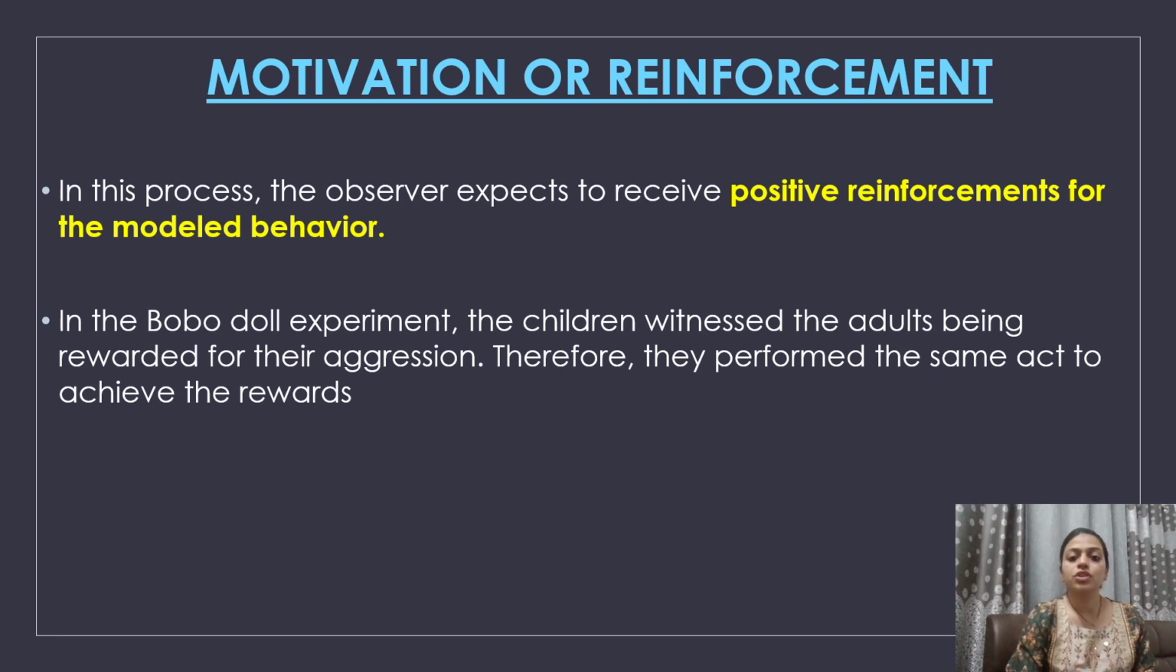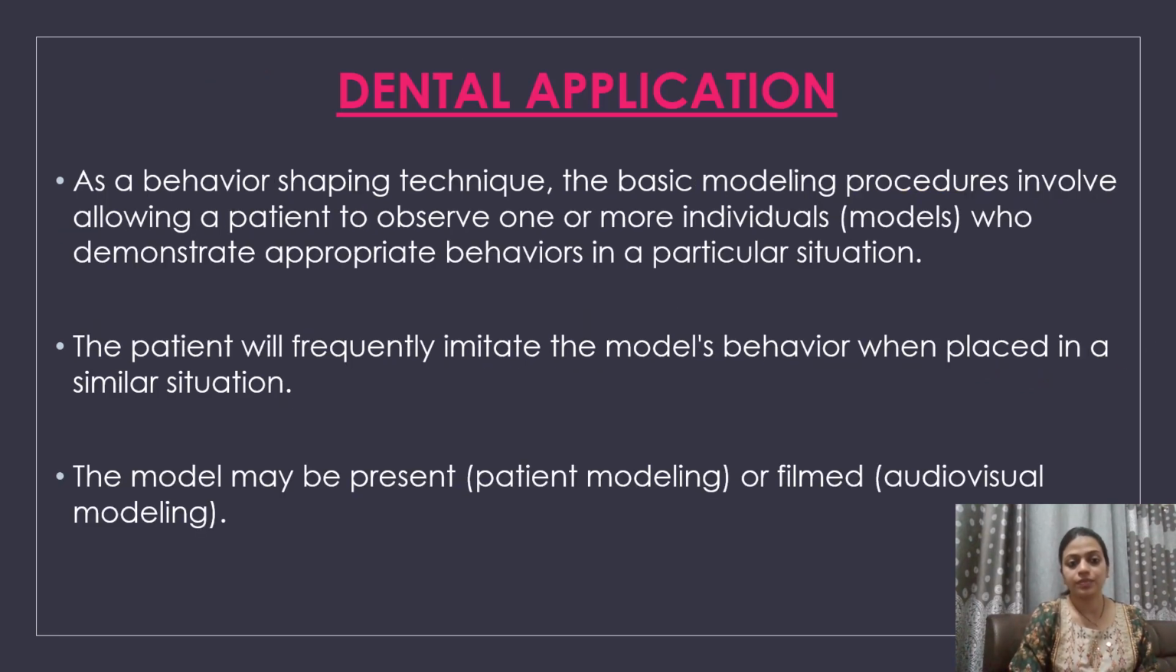Okay, then motivation or reinforcement. So in this process, the observer expects to receive some reward, some positive reinforcement for the modeled behavior. In the Bobo doll experiment, the children witnessed the adults being rewarded for their aggression. So they performed the same act in order to achieve the rewards.